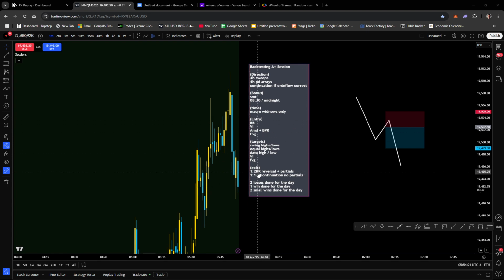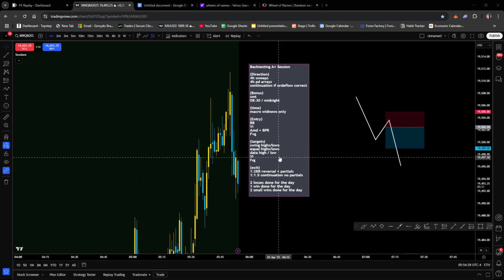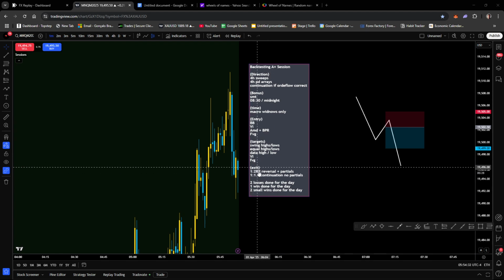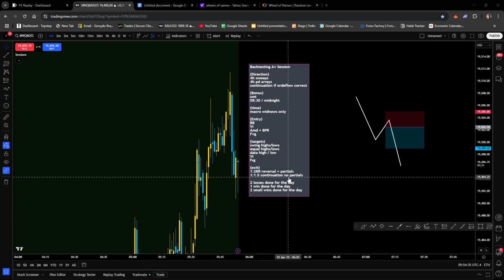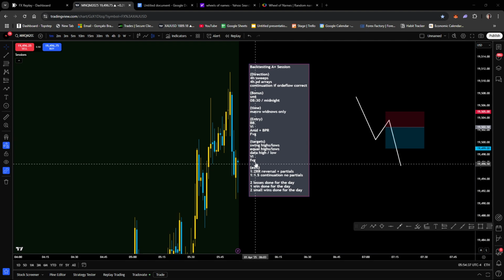So the exit strategy. When trading reversals, we go for a 1 to 2, and then the closest swing or the closest target, plus partials. When we go in with continuations, we go for a 1 to 1.5, with no partials, and targeting one of these on the list.